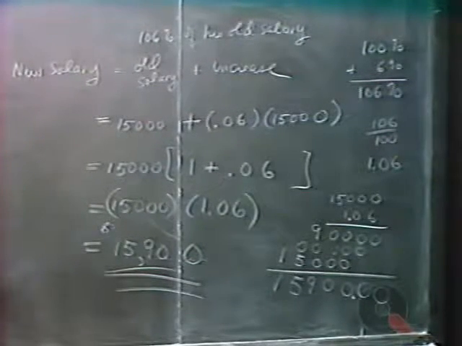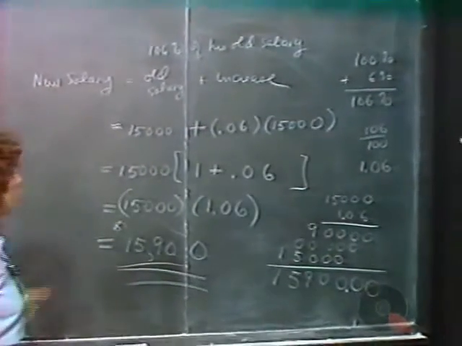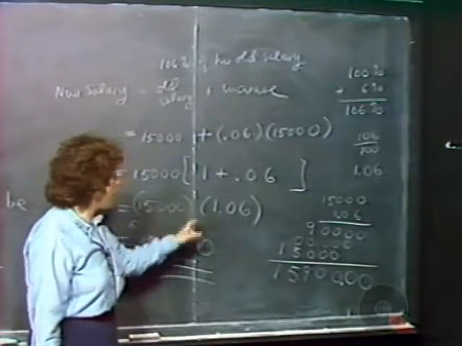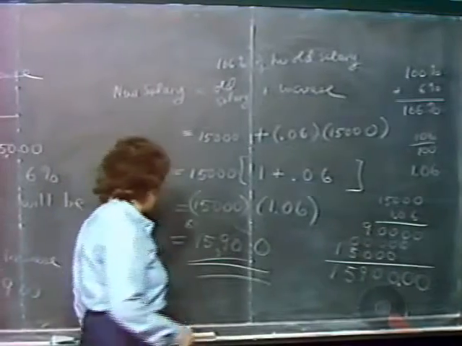So it can be done piecemeal. Take his old salary and then work out the increase separately. Or you can simply say, I'm looking for 106% of his old salary, 1.06 times his old salary, 15,900.